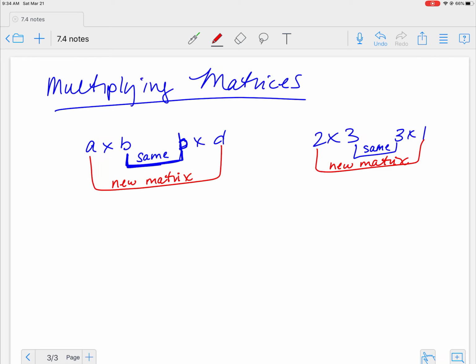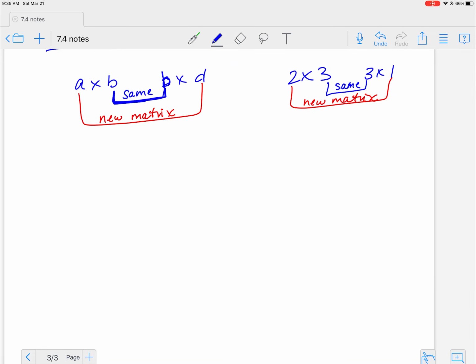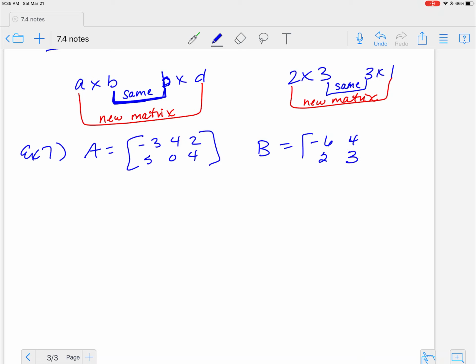So let's do an example so you can see what's going on here. And it's just a pile of distributing is all it is. It's just distributing it through, but those two have to match. Because, such as if I have example 7 here, where A is -3, 4, 2, and 5, 0, 4. B is -6, 4, 2, 3, 3, -2.